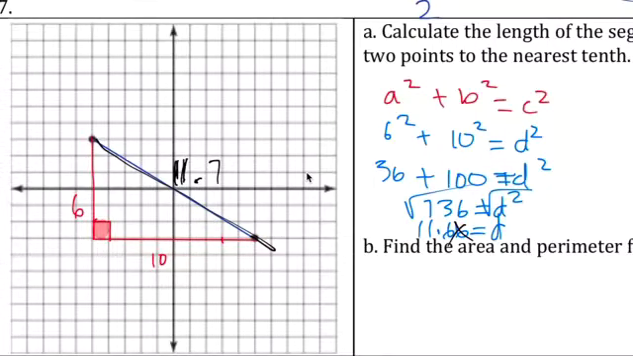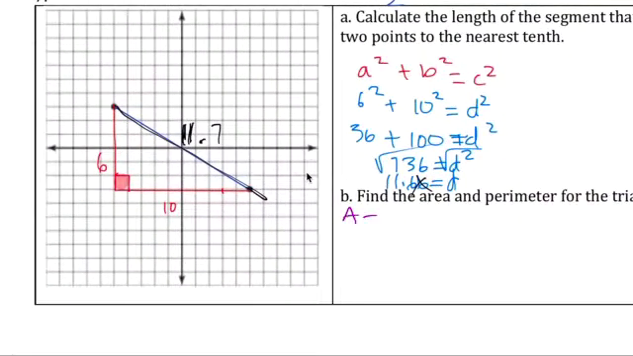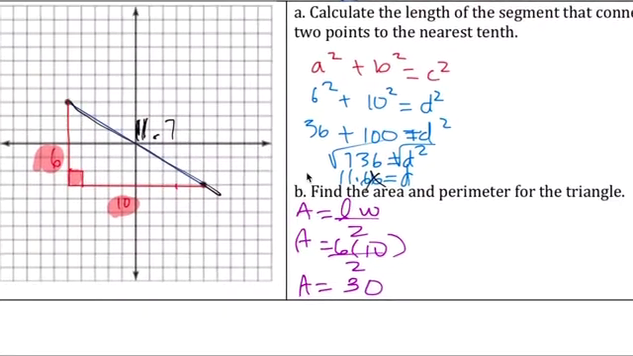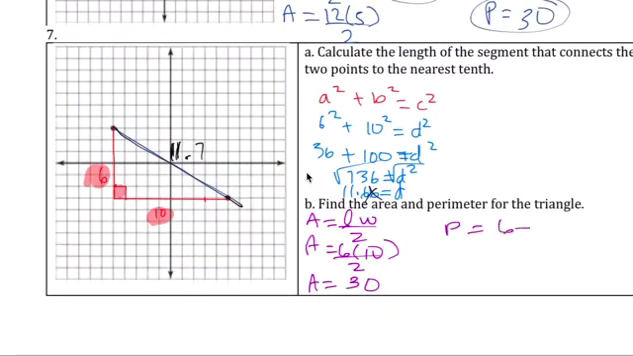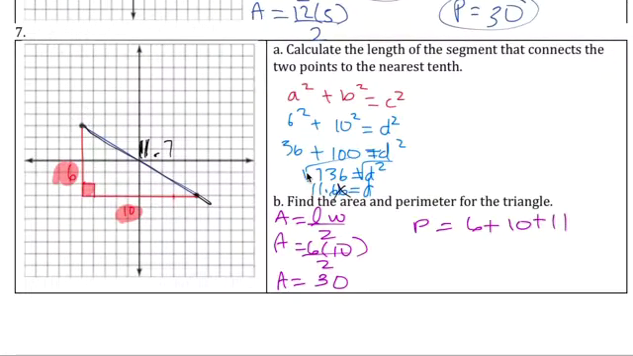Perimeter, we add all the sides together. All right. Find area. It says find area and perimeter. Area is length times width divided by 2. So area is 6 times 10. 6 and 10 is the length and the width. Divide that by 2. If you need to use a calculator, do, but the answer is 30. Perimeter, you add all the sides. You get 6 plus 10 plus 11.7. You get perimeter equals 27.7.